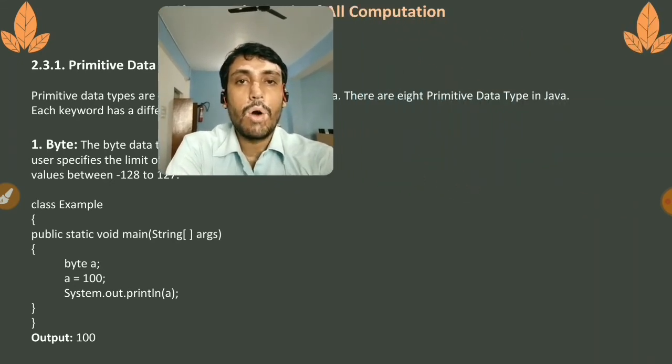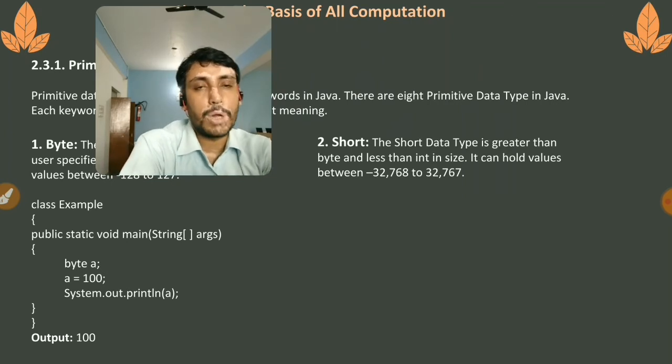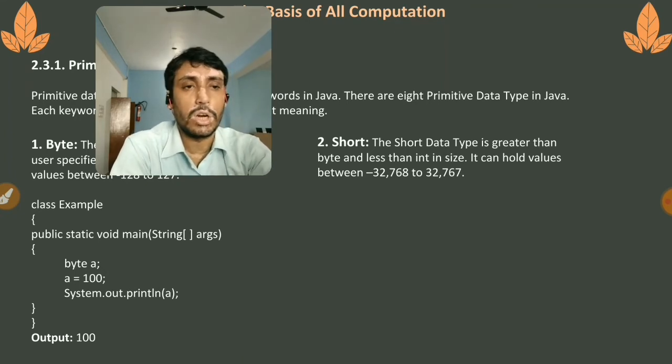Okay, so now after byte, another data type, short. The short data type is greater than byte and less than integer. It can hold values between -32,768 to +32,767. So there is a limitation also in the short.